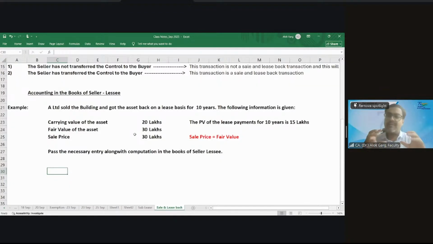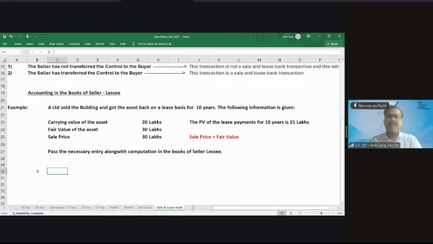So we have to look at the substance of the transaction and we have to do an accounting which reflects a true and fair view. Yes or no? This is the intent of the conceptual framework for financial reporting also. You remember the concept of faithful representation and reliability. It has to be relevant and it has to be reliable. There has to be a faithful representation.